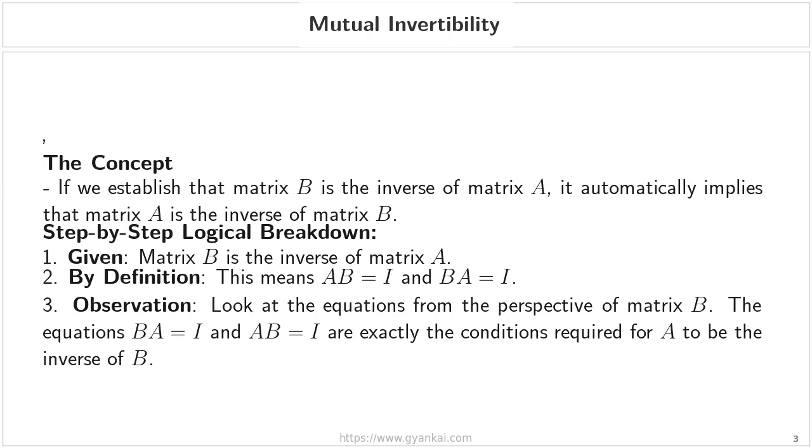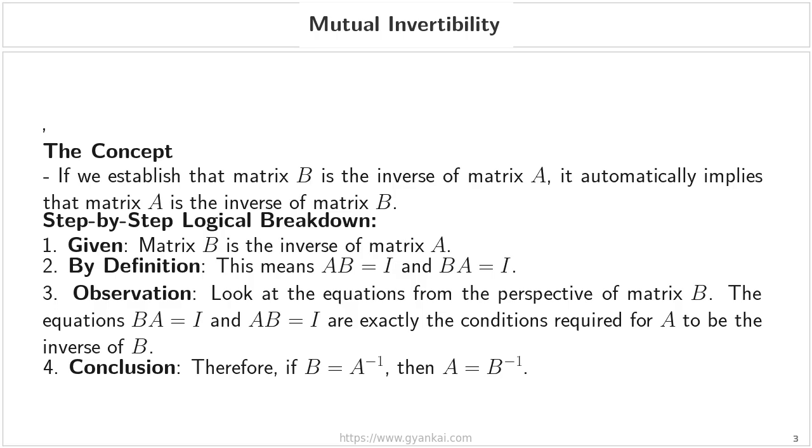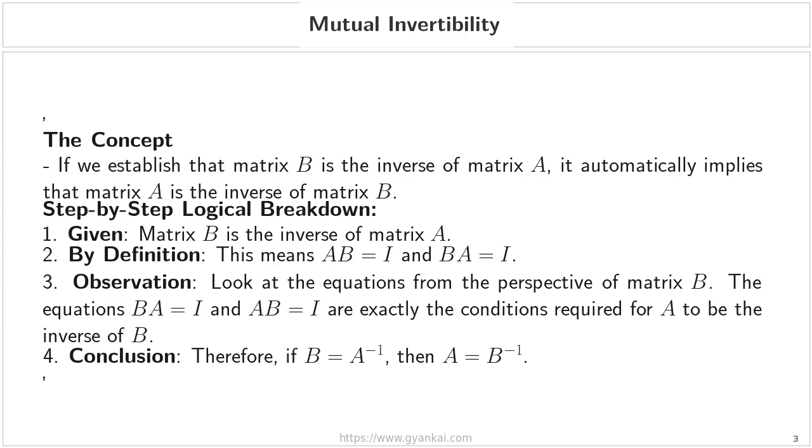Now, here is the key observation. If we look at these same two equations from the perspective of matrix B, we realize that the conditions required for it to be the inverse of B are exactly the same conditions we just listed. Since B times A equals I and A times B equals I, matrix A satisfies all the requirements to be the inverse of matrix B. Therefore, we can reach the final conclusion. If B equals A inverse, then it must also be true that A equals B inverse. To see this property in action with actual numbers, let us proceed to the next slide, where we will work through an illustrative example.